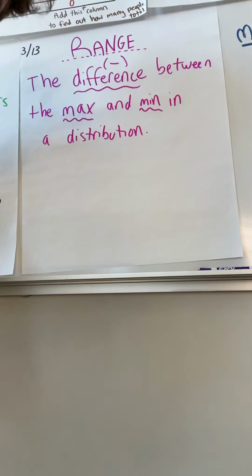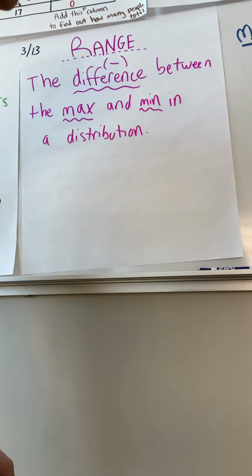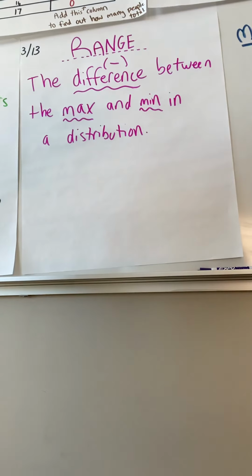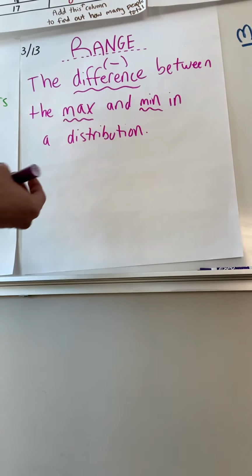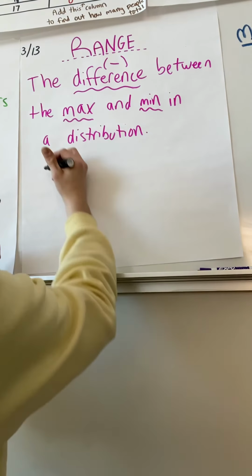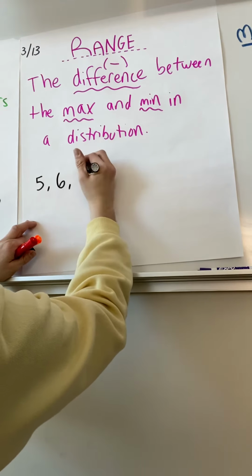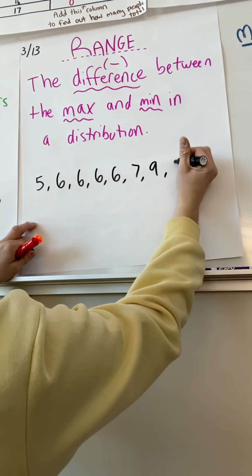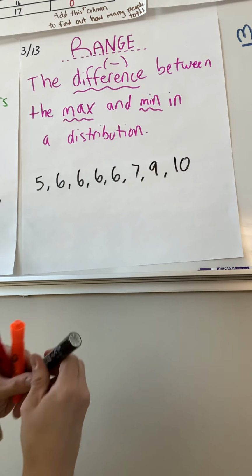So again, when you're trying to figure out which one's the max and which one's the min, with such a low amount of data as we had from math enrichment today because everybody was gone, it's really easy to tell at first glance. However, if you had more data, it would be really helpful for all of these summary statistics to go ahead and put them in order. So I'm going to put our data in order again. We had 5, 6, 6, 6, 6, 7, 9, 10. So that was all of our data.